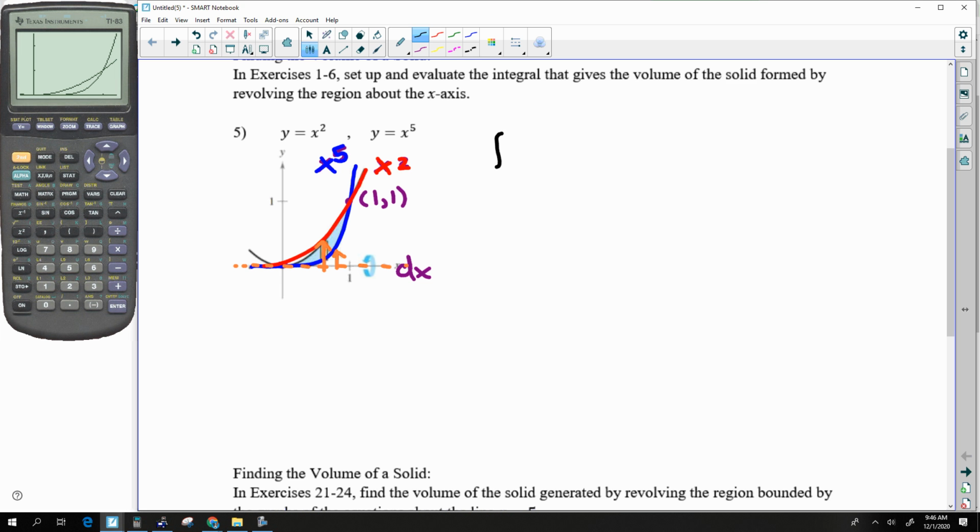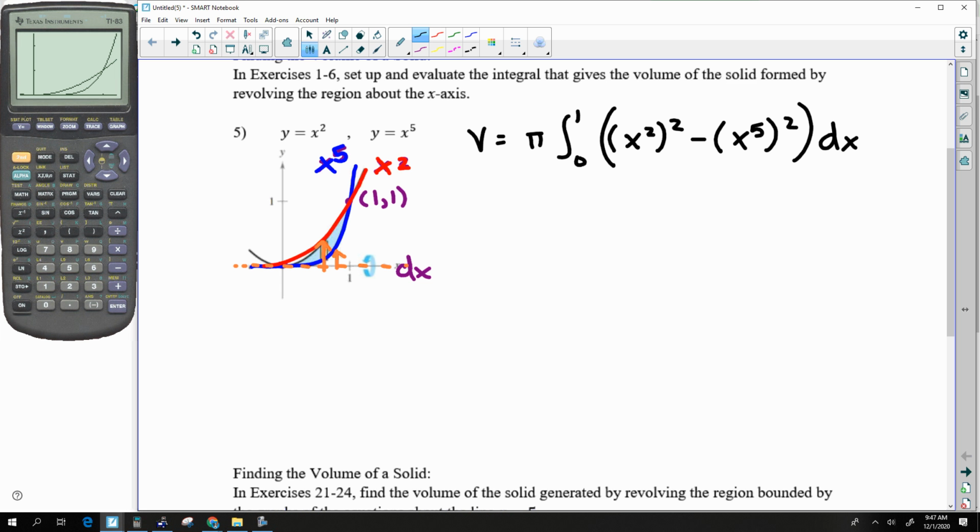So, excuse me, let me start this all over again. The volume is going to be pi times the integral from 0 to 1 of the big radius, which is the furthest one, the red one. So that's going to be x squared, squared, minus the little radius, which is x to the 5th, squared, dx. So you square the individual radius, not everything all together, the individual radius. All right, so this is x to the 4th minus x to the 10th, and the rest is just kind of math there.